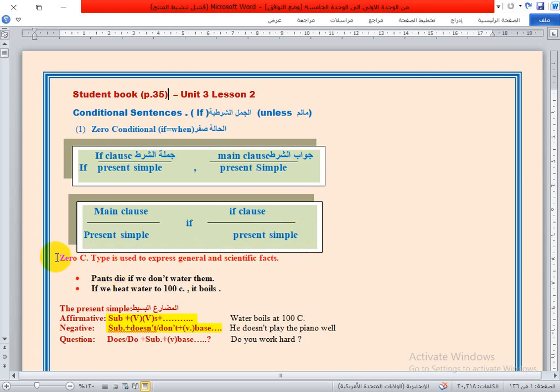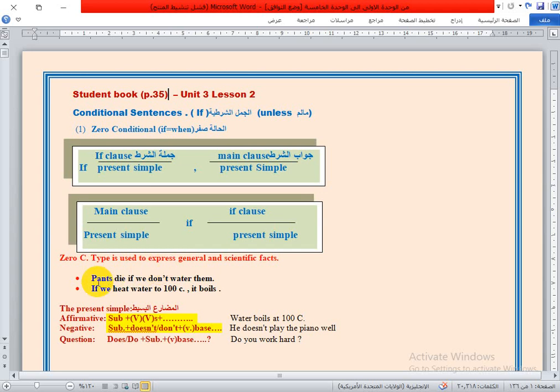Pay attention to this important point. Zero conditional type الحالة الشرطية صفر is used to express، تستخدم للتعبير عن general and scientific facts، عن الحقائق العلمية والحقائق العامة. إذا احنا if we are talking about a general fact, if we are talking about a scientific fact, our sentence must be in the zero conditional type. جملتنا لازم تكون بالحالة الشرطية صفر.